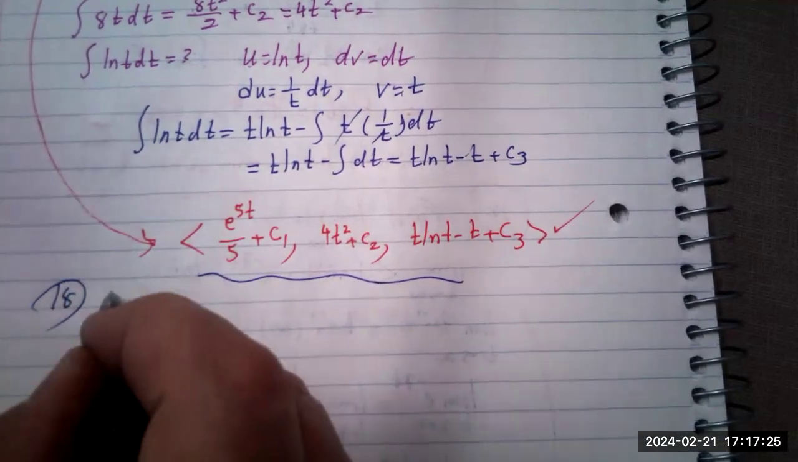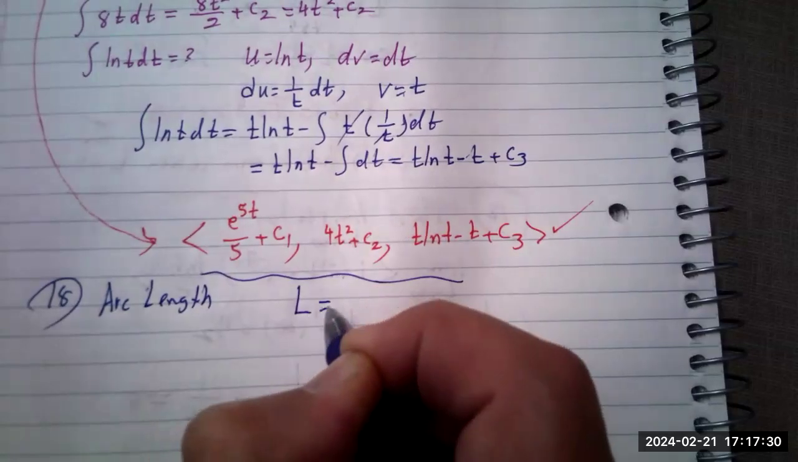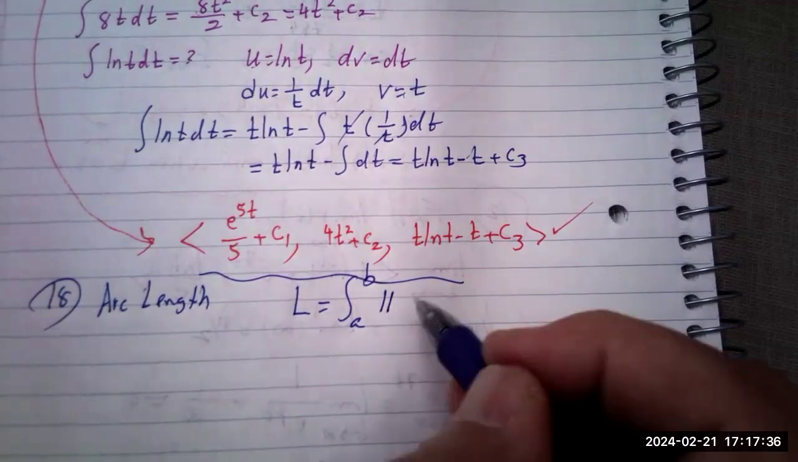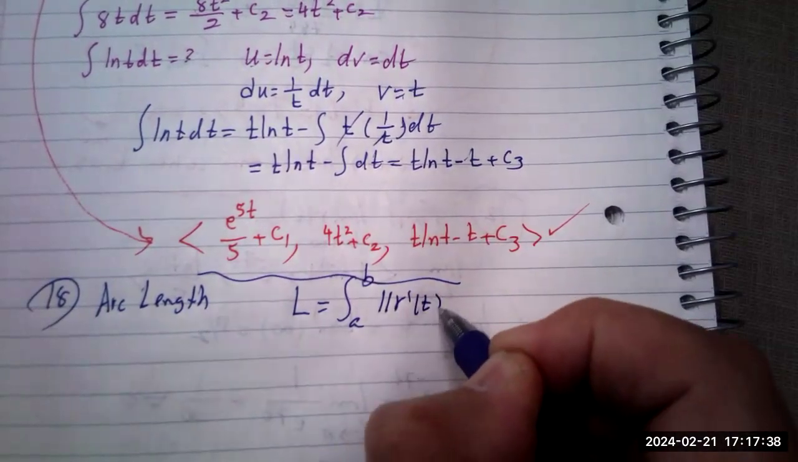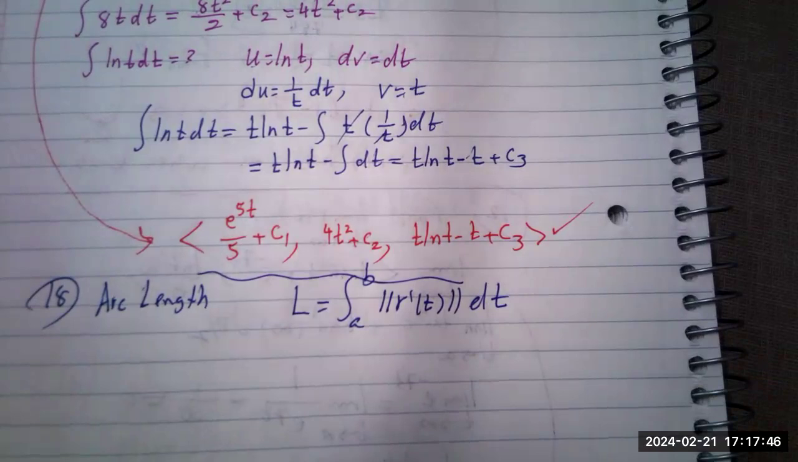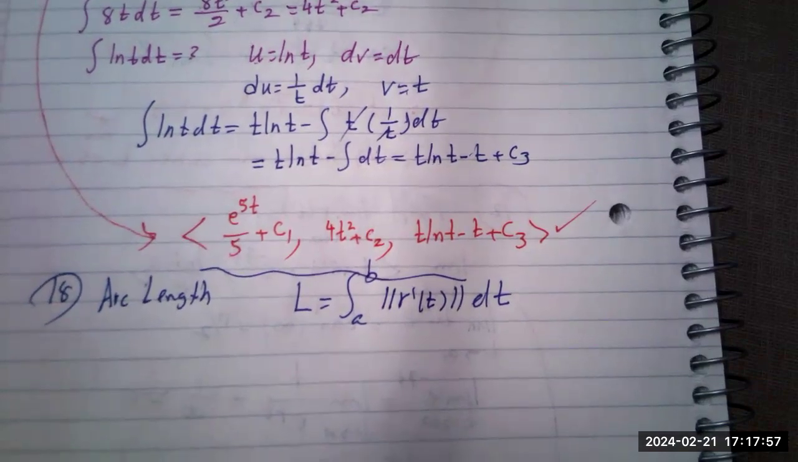Arc length. So this is going to be the arc length formula: L equals the integral from a to b of the norm of r prime of t dt, or ds. Because you use the norm, it's going to be kind of a square root. Just make sure that the algebra is all right. We try to give you something that can be done.